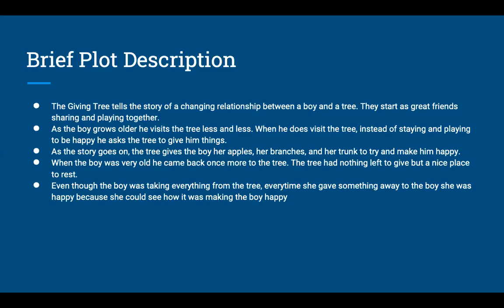And even though the boy keeps taking and taking from the tree over all this time, the tree's always happy to give him what she has, because she sees that it makes him happy, and so she likes to share with him.